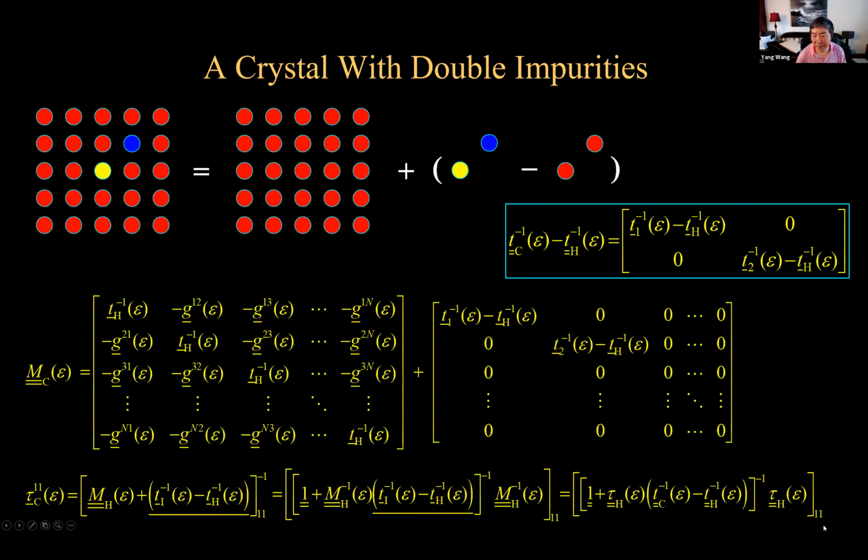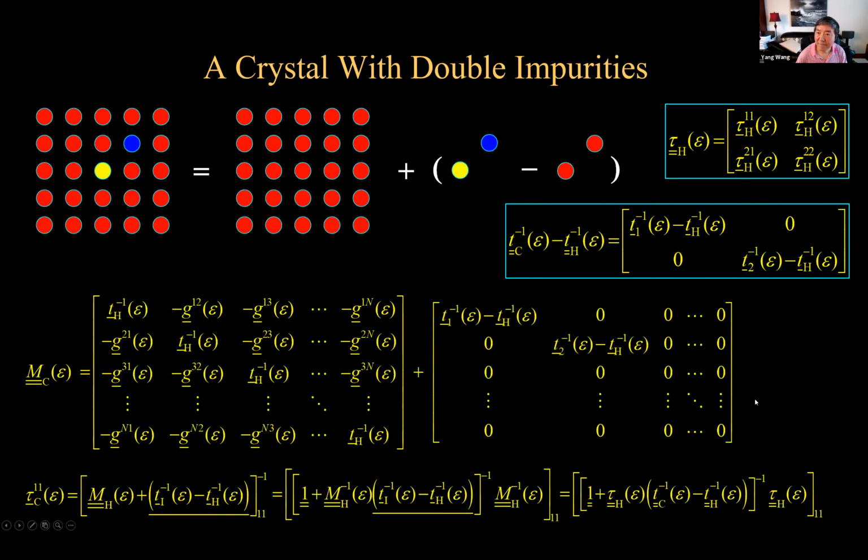By the way, this expression, tau_C inverse minus t_H inverse, is now a two-block, 2 by 2 matrix, and this tau host is also a 2 by 2 block. So it's kind of an extension of the single impurity case. But now the matrix size is twice as big, because you have two impurities. These expressions are exact.